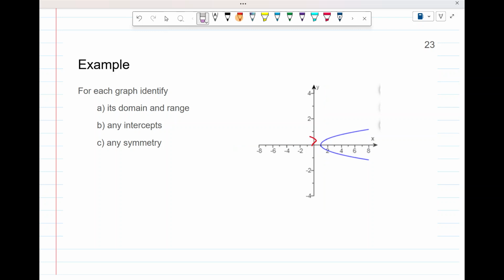And so the smallest x value occurs at this point, and that point would be 1 comma 0. Now once we hit that, for every x value bigger than 1, there's a point on the graph that has that number as its x value. For example, if x equals 3, we actually have 2 points on the graph. If x equals 7, again, we have 2 points on that graph.